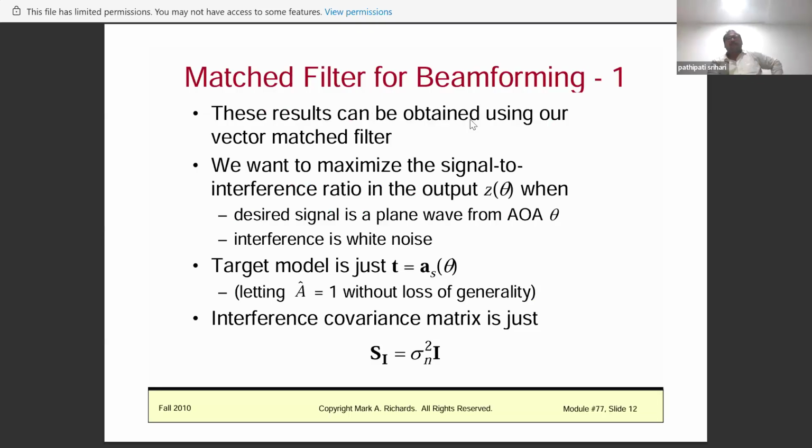So matched filter for beamforming: these results can be obtained using our vector matched filter. There is a vector matched filter that you need to understand. How the vector matched filter works, I am not trying to cover in this short class of 1.5 hours. I will take only 1 hour 15 minutes, because that is sufficient with this mathematical rigor. So let us focus only up to 1 hour 15 minutes.